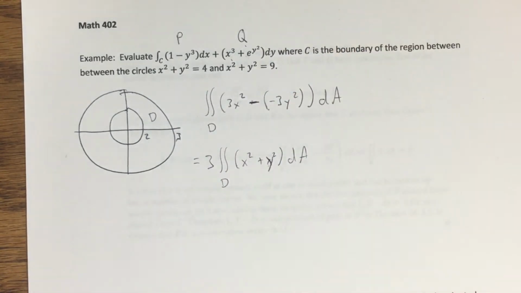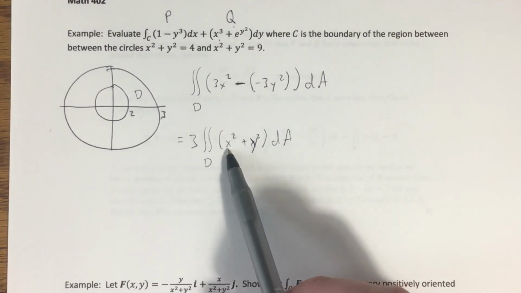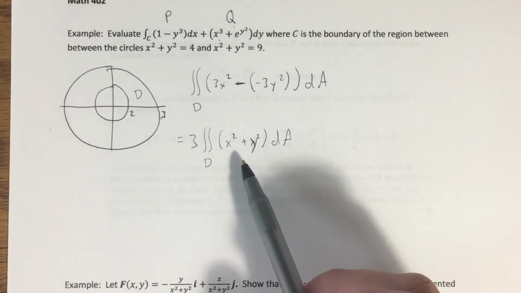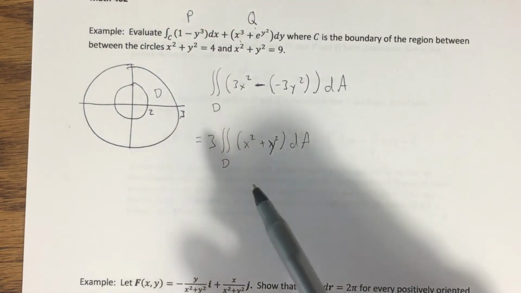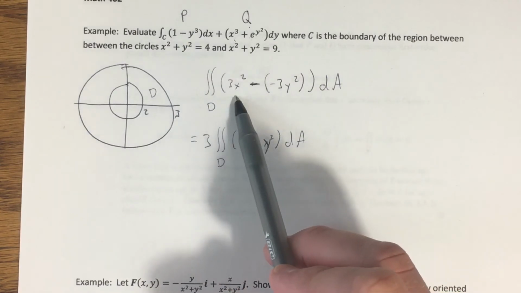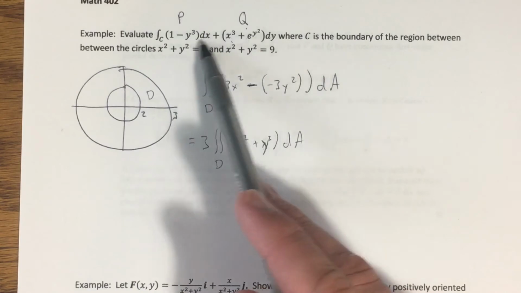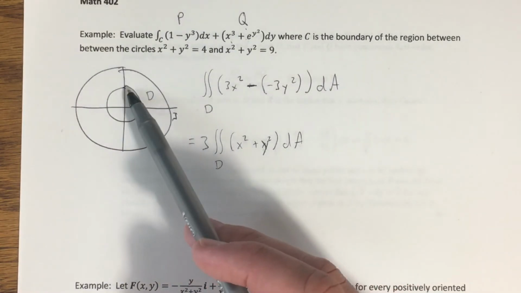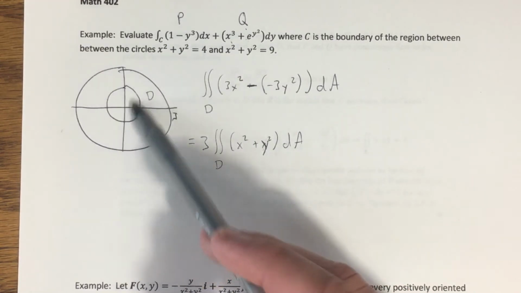Now, given the way our region is defined, and given the fact that we have an x squared plus y squared in here, this seems like the perfect candidate for polar. So I'm going to convert to polar to evaluate this, but I want to point something out. I jumped straight into Green's theorem here. I converted this line integral into a double integral. That's what Green's theorem is. I would not have been able to do this if I didn't know that we could use Green's theorem over regions that have holes in them. We have a hole right here.